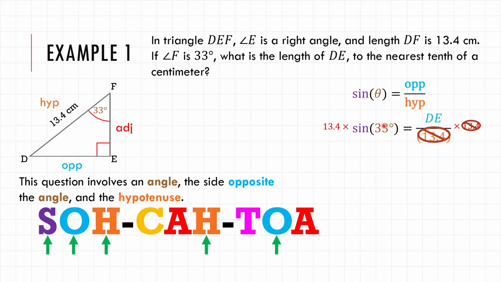putting the number 33 into your calculator and then pressing the sine function. And you should get a number that's approximately 0.5446. And there's many more decimals after the fact. But then you're just going to take that exact number, that whole number, and multiply it by 13.4 to find out the length of side DE. And that's about 7.2982, which will round to the nearest tenth, 7.3 centimeters.